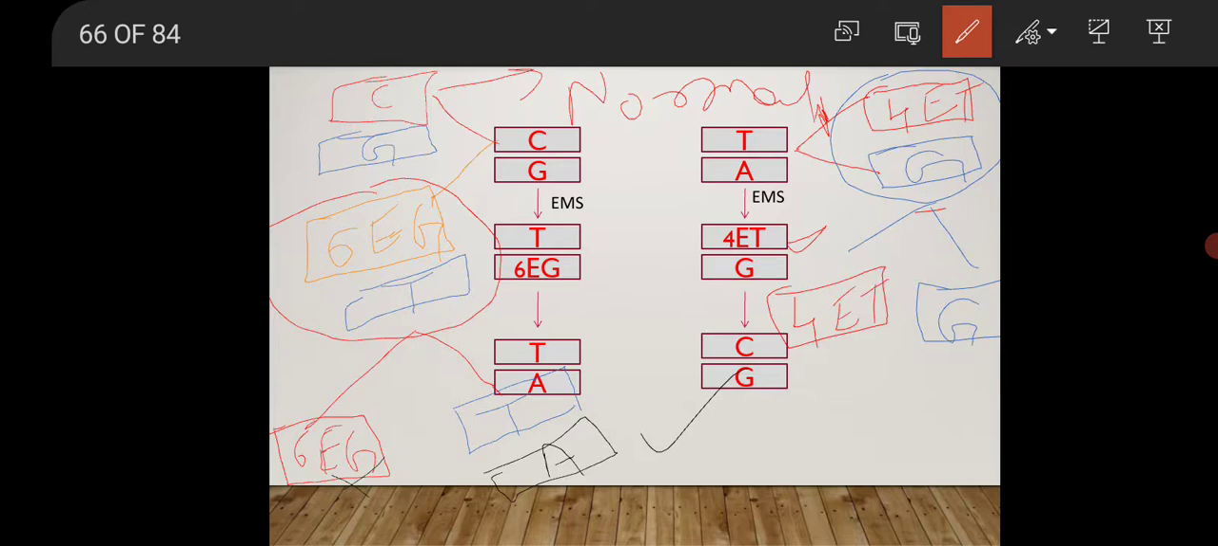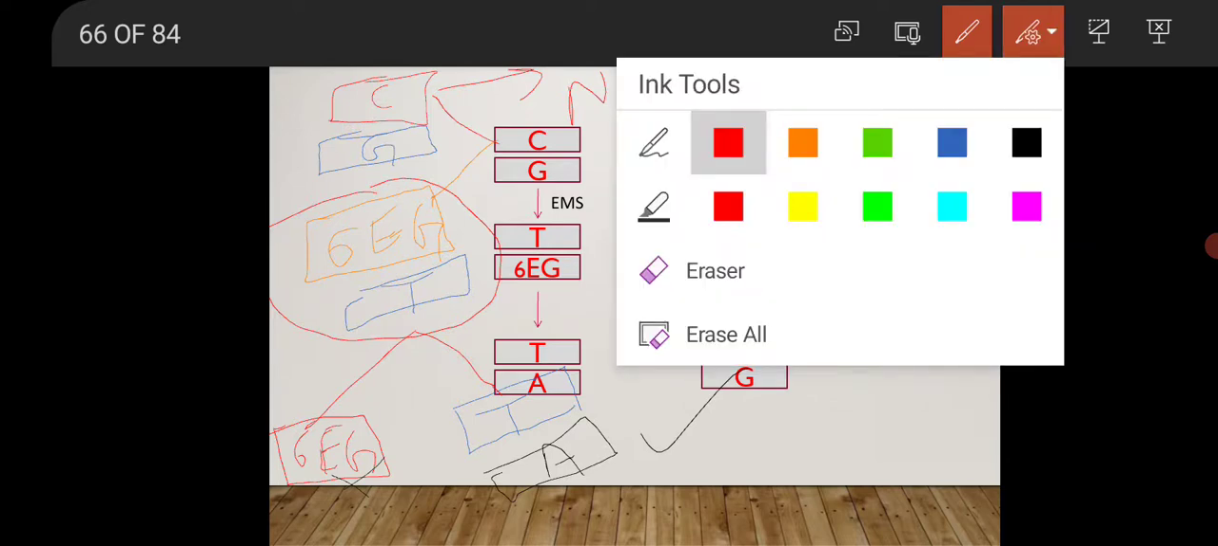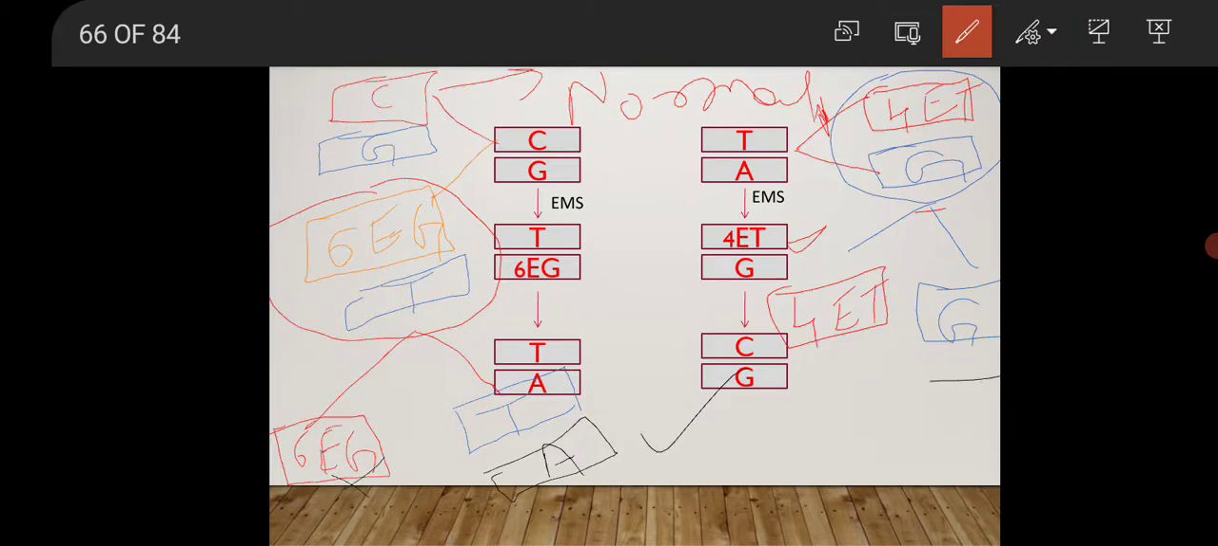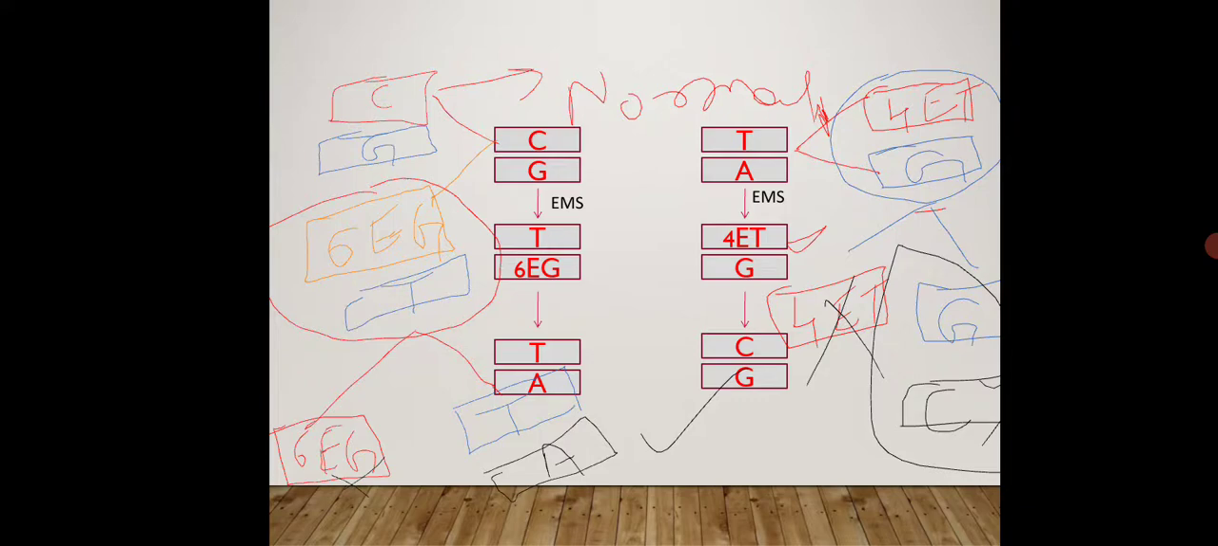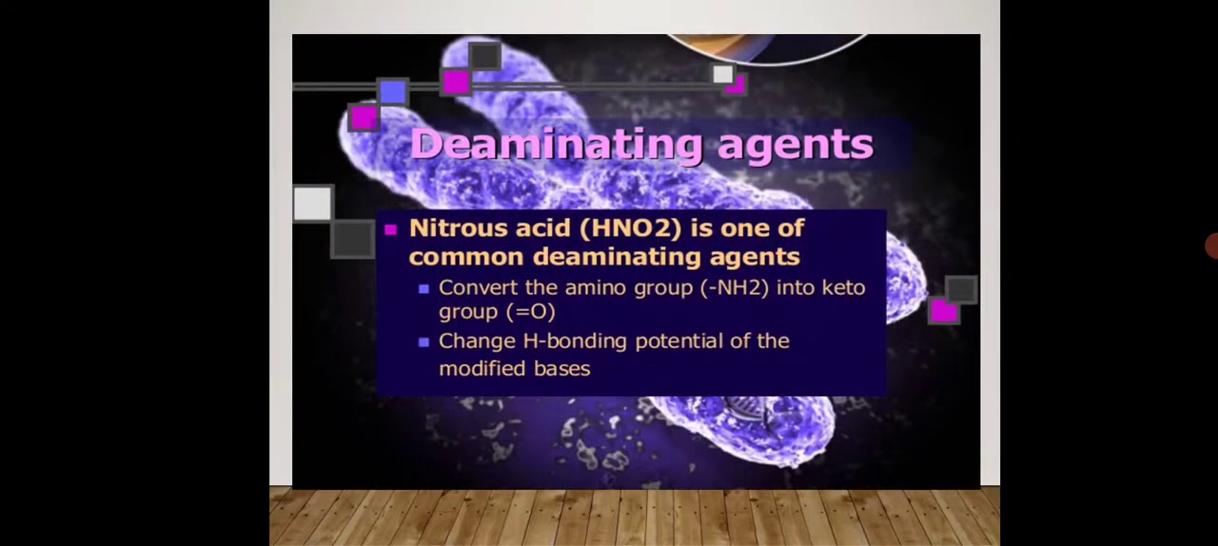Okay, now the complementary base will get bound. So to the guanine, the complementary base is cytosine. Now this has become normal. Okay, leave it. So here finally you get from AT to GC. So it is a very simple type of mutagen to study, using ethyl methyl sulfonate.